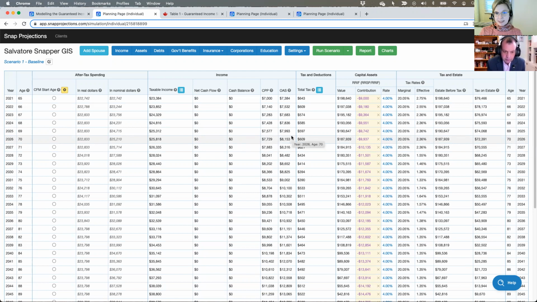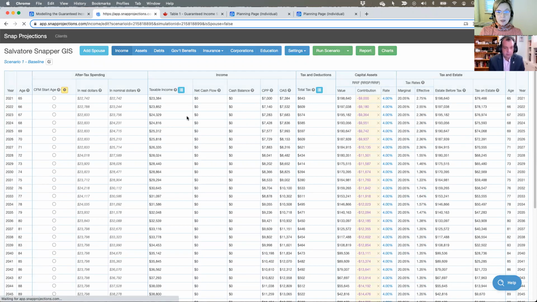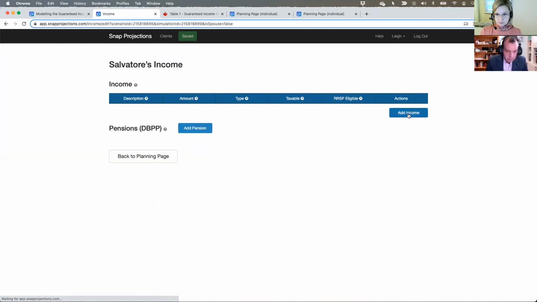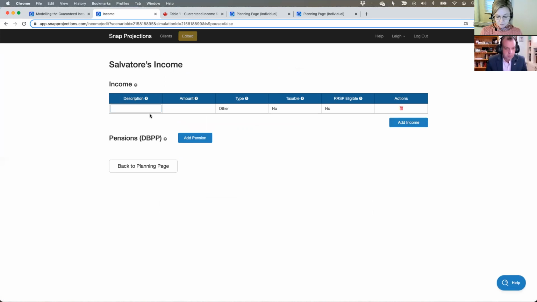So how do I do that in Snap? Well, it's pretty easy. All we do is go to the income page here and add a new income. I just click add income, and I can call it GIS. This is going to be the title of the column. I can either put a 0 here, and it's going to fill in zeros in that column. We'll do that for now.